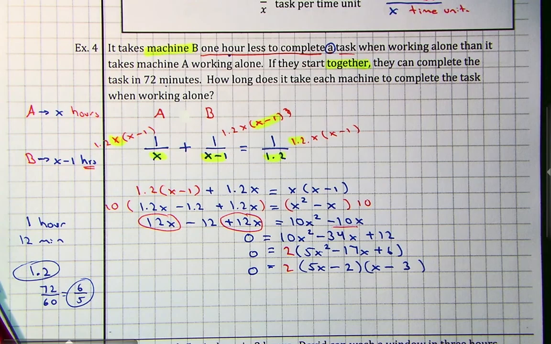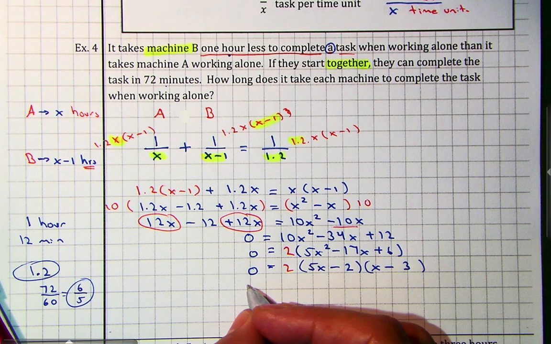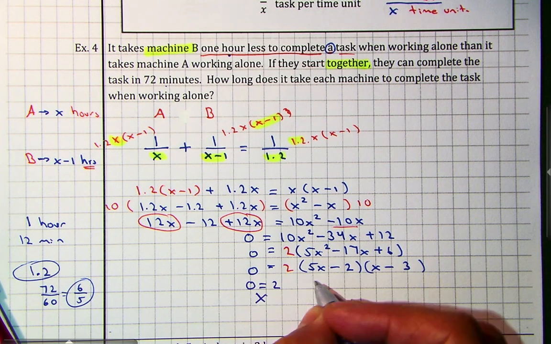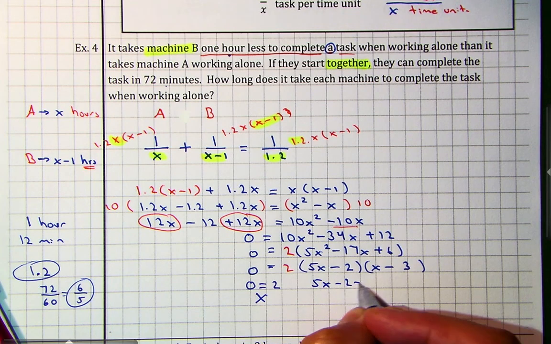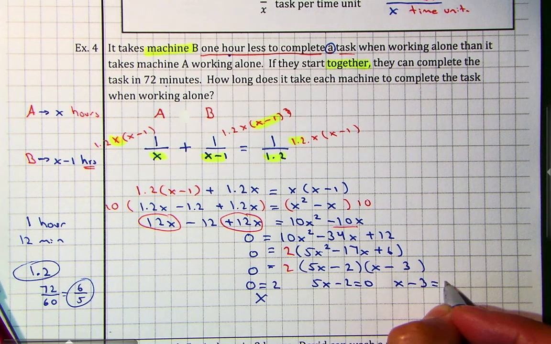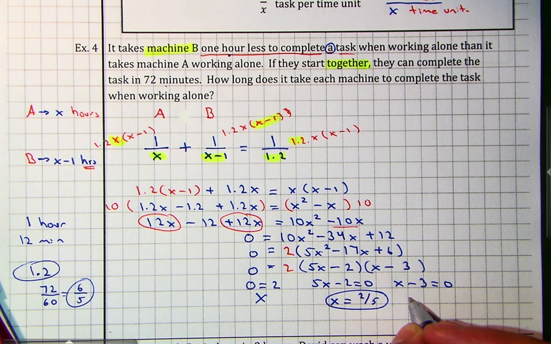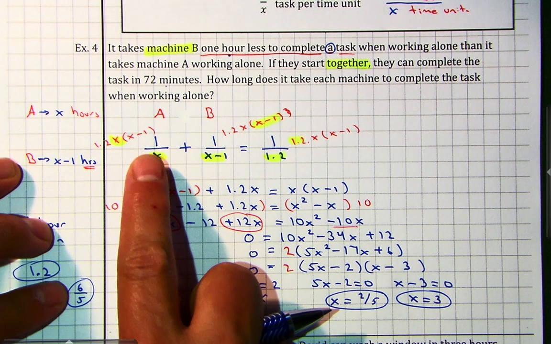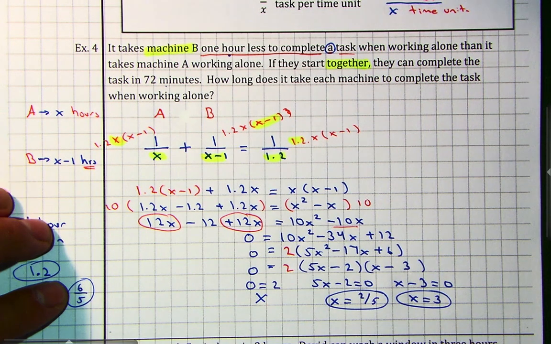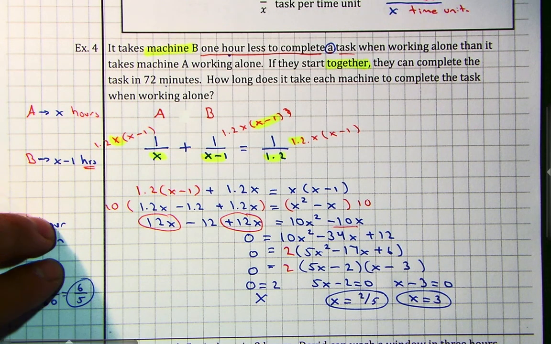And now I can solve it. 0 is equal to 2, false. 5x minus 2 equal to 0, or x minus 3 equal to 0. So therefore x equal to 2 over 5, or x equal to positive 3. Like I said, only one of them may be the answer, or both. Whenever you multiply by x, you might end up with extraneous solutions. So let's check.